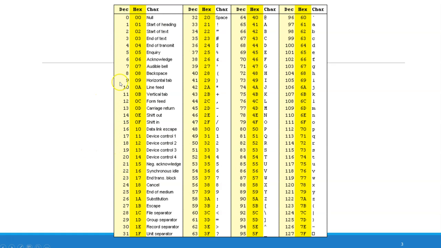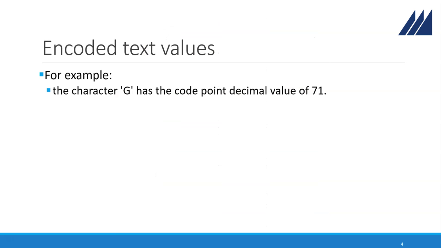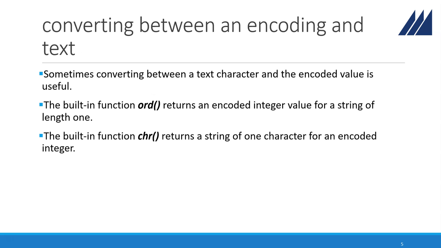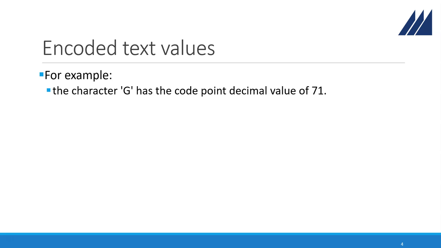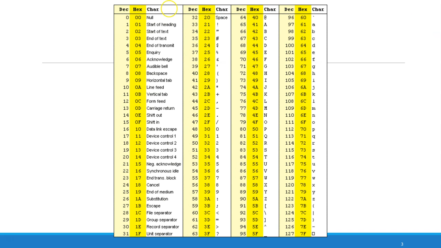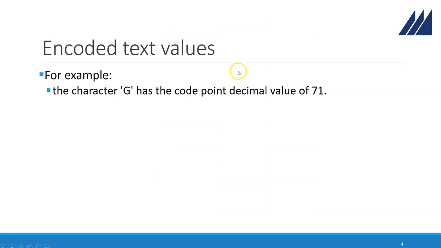So this is how Python converts the characters that you type into a code point, and this code point is converted into binary, and then the machine is able to understand it. Let's take a look at this example. The capital G has the code point 71 in decimal. How can I find out if this is correct? Can Python help me find out that uppercase G has the code point 71?